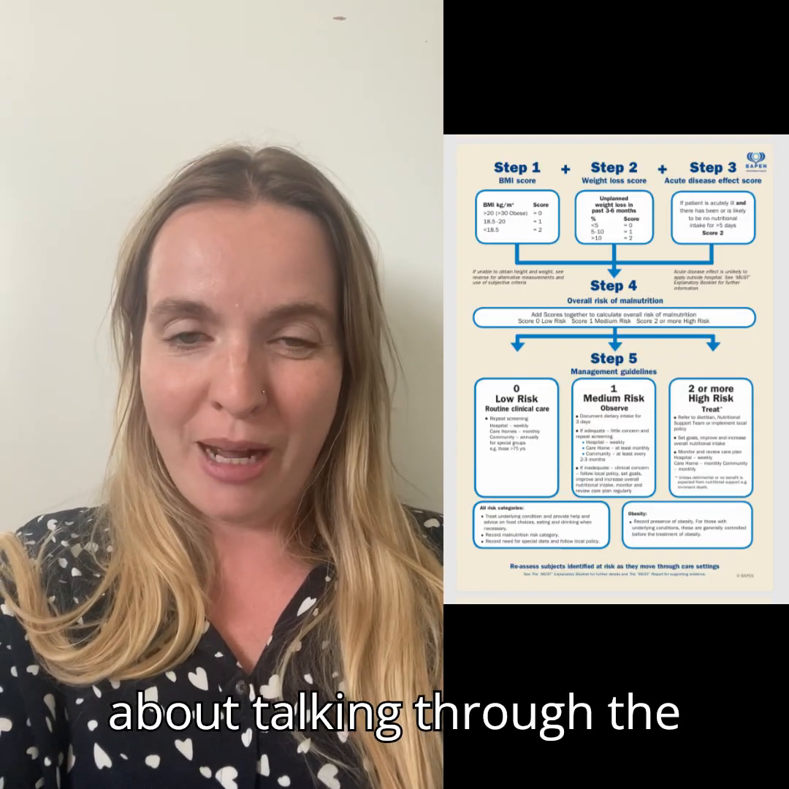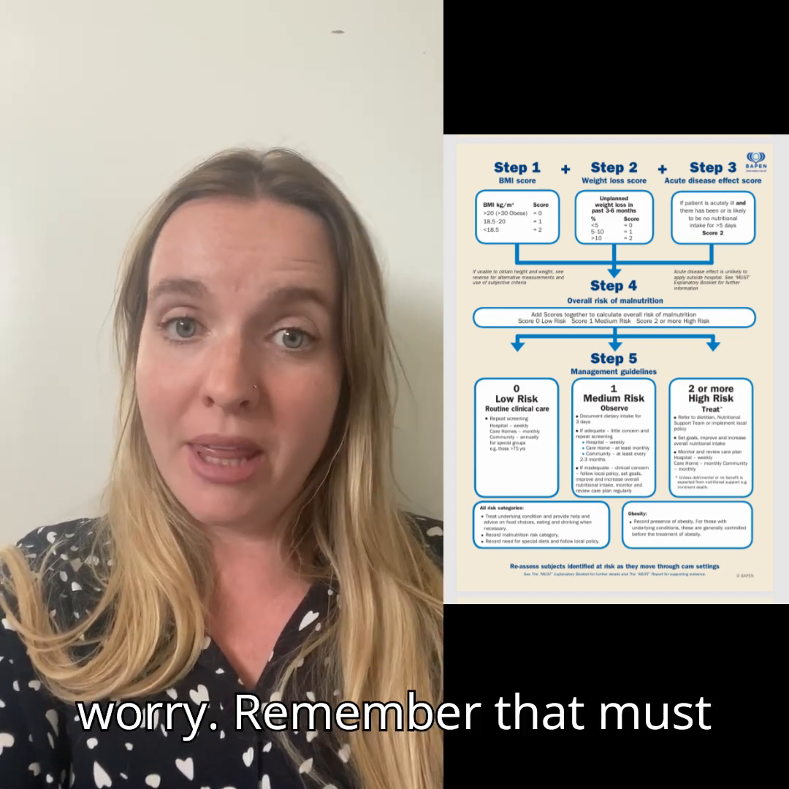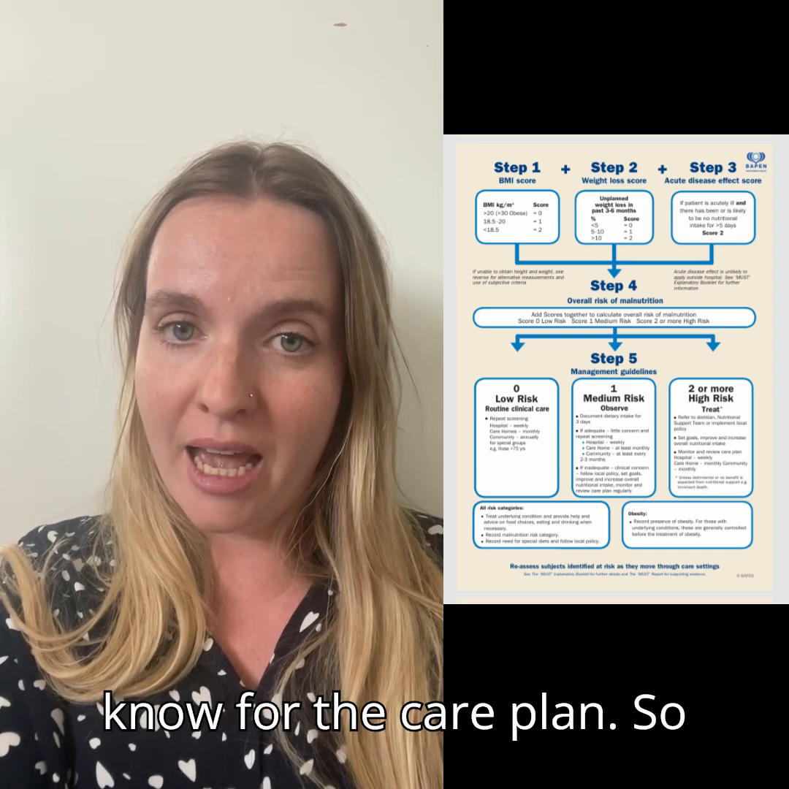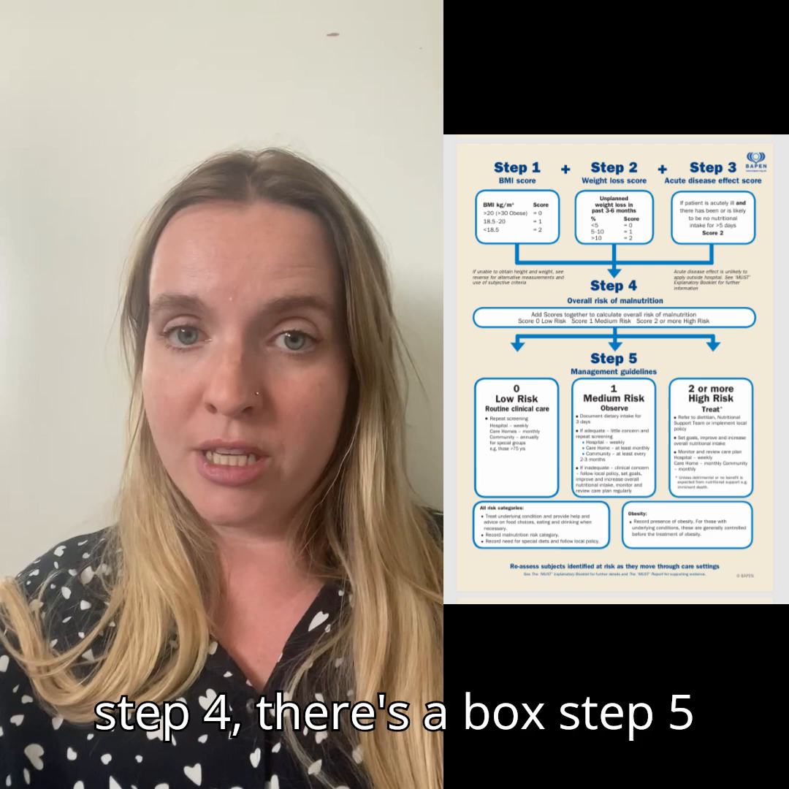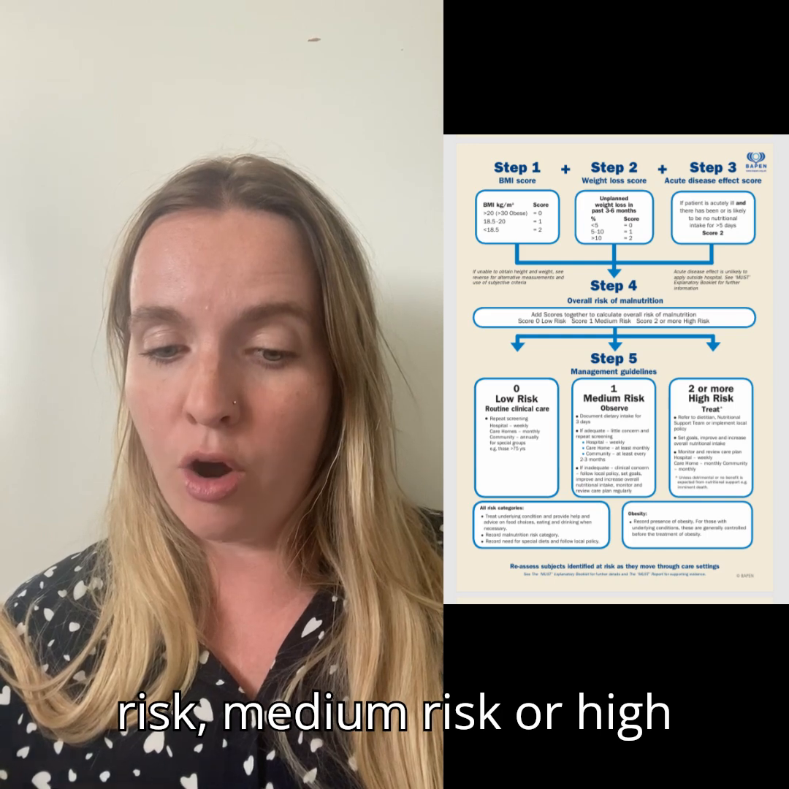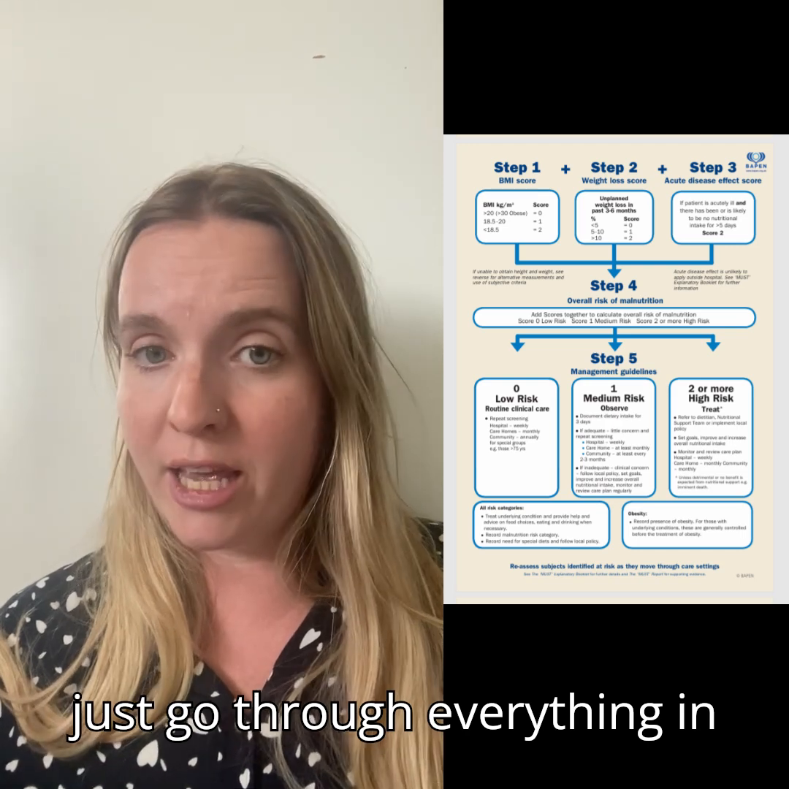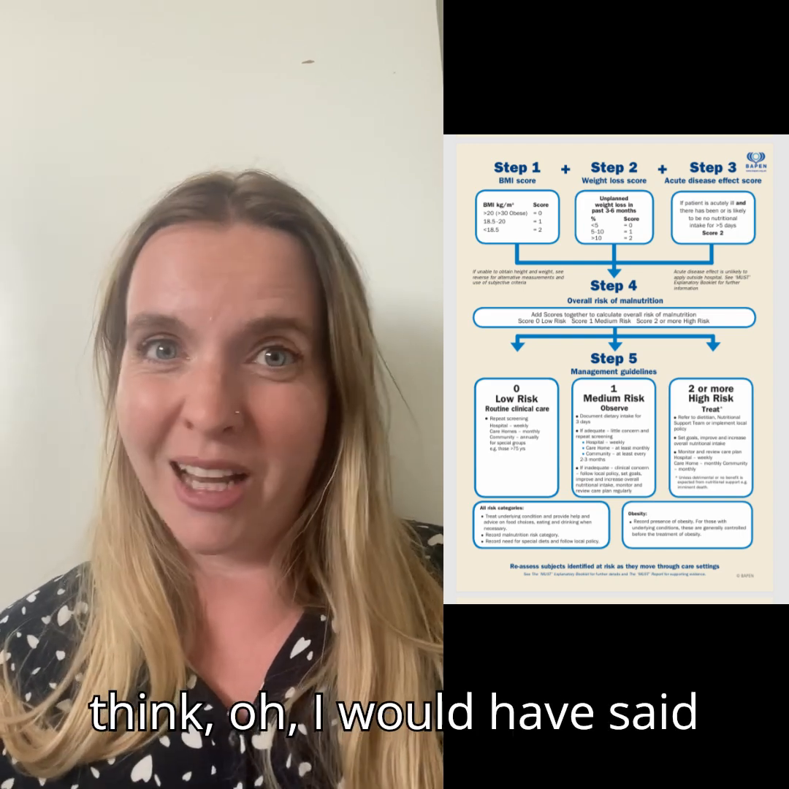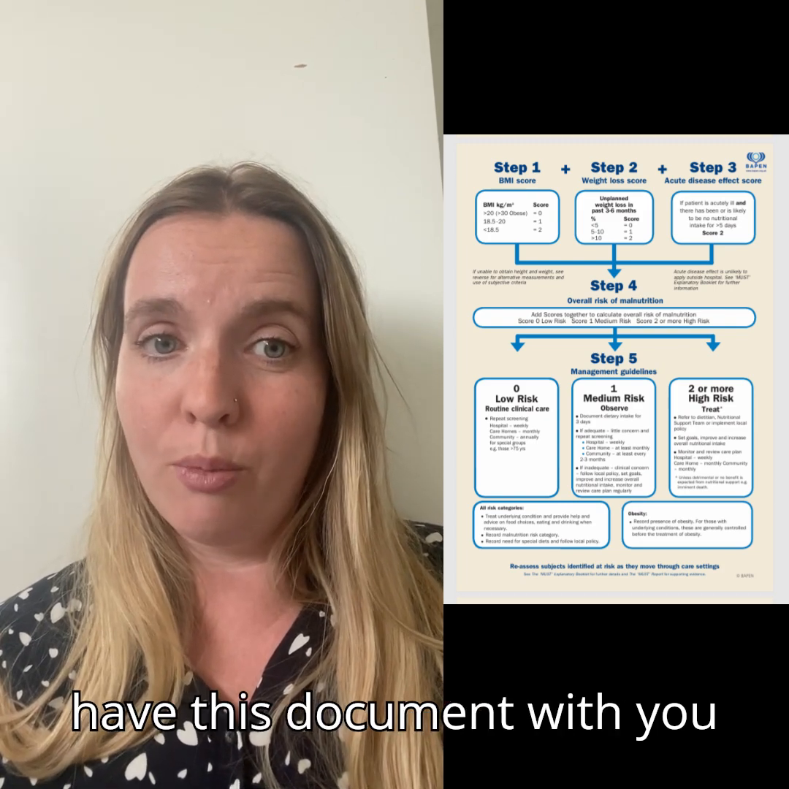Now I've told you about talking through the care plan, you might be panicking and thinking, what am I going to say? Do not worry. Remember that MUST document I showed you earlier? On one of the pages, it says everything you need to know for the care plan. I'm going to show it on the screen. After step 4, there's a box, step 5, with 3 different categories: low risk, medium risk or high risk. This patient will fit in high risk, and then you just go through everything in that box. It's quite general stuff that I'm sure you know anyway. Once you go through it, you're going to think, oh, I would have said that anyway. So nothing to panic about, because you will have this document with you in the exam.